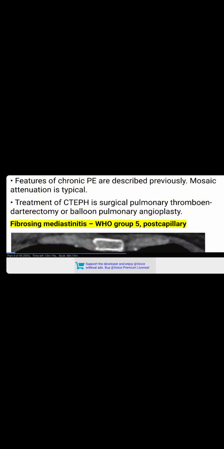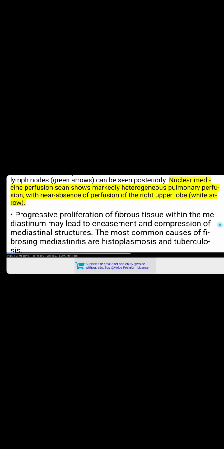Fibrosing mediastinitis, WHO Group 5, postcapillary. Coronal CT. Coronal CT. Nuclear medicine perfusion scan. Fibrosing mediastinitis. CT shows dilation of the main and right pulmonary arteries, yellow arrows. There is a partially imaged right lower lobe pulmonary artery stent, red arrow. Indistinct soft tissue, blue arrows, encases the right upper lobe pulmonary artery, which is narrowed and distally dilated. Mediastinal soft tissue with calcified lymph nodes, green arrows, can be seen posteriorly. Nuclear medicine perfusion scan shows markedly heterogeneous pulmonary perfusion, with near absence of perfusion of the right upper lobe, white arrow.